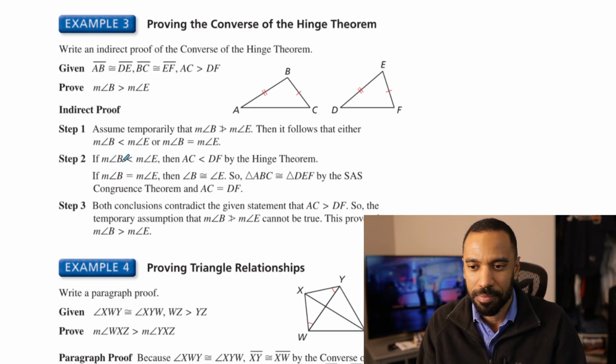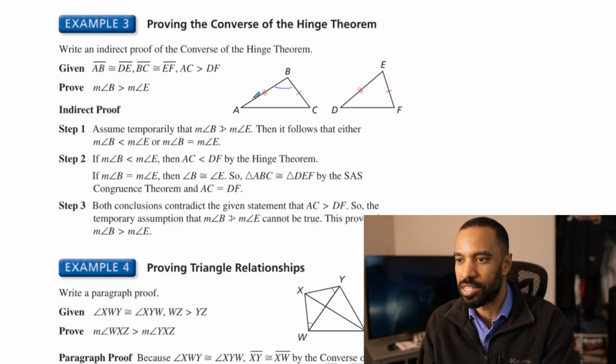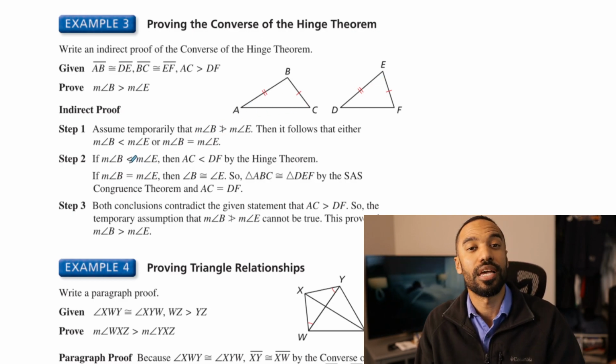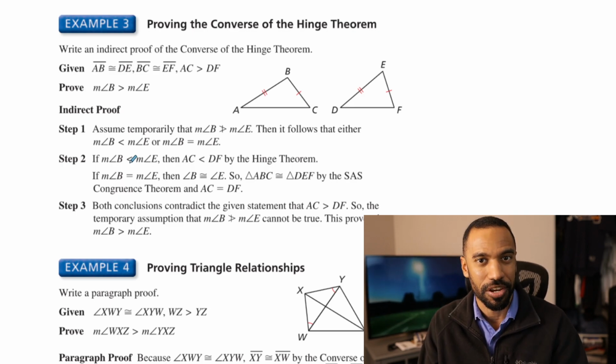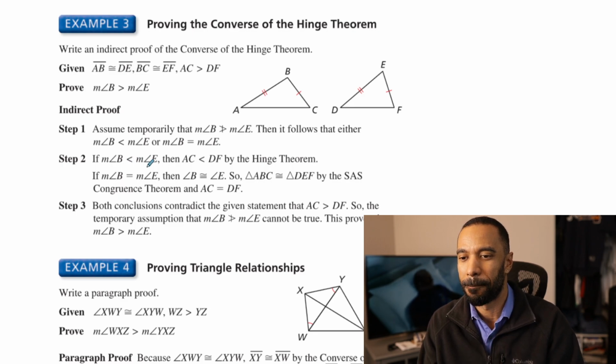Sorry, I'm going to read what they say. If this angle was less than this angle, then AC would be less than DF, because that's how the hinge theorem works. So it sounds like we can use the hinge theorem to talk about the converse. Interesting. I wonder if we get to prove the hinge theorem at all.